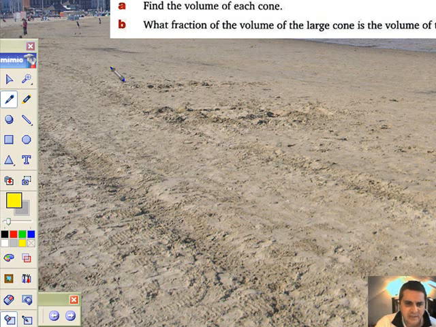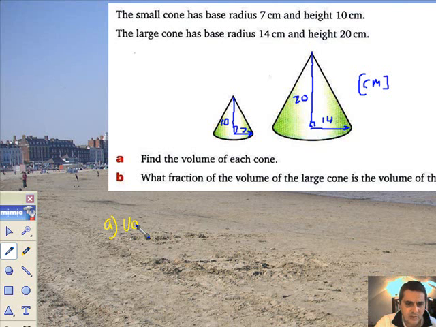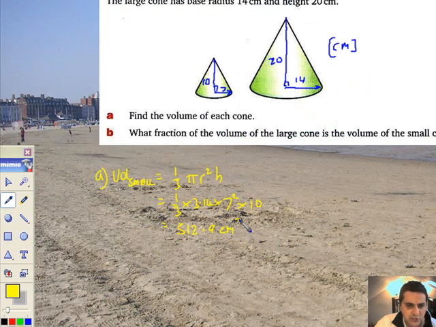I did say I'll be using yellow, didn't I? Right, so the volume of the small cone, vol small, is going to be 1/3 of pi times radius squared times the height. Just substitute it in, so it'll be 1/3 times 3.14 times the radius is 7, so it's 7 squared, multiplied by the height of 10 centimeters, and I made that 512.9 centimeters cubed. Please note 3D cubed.